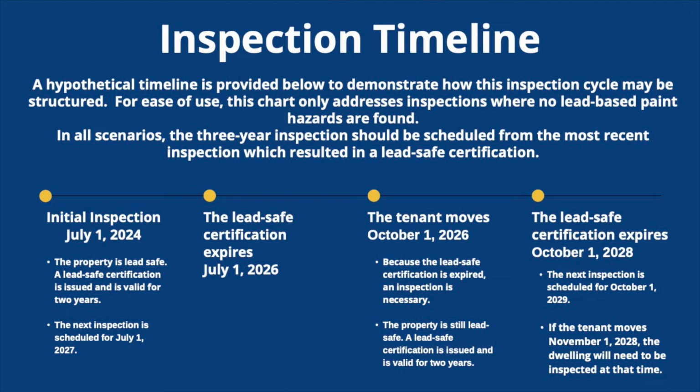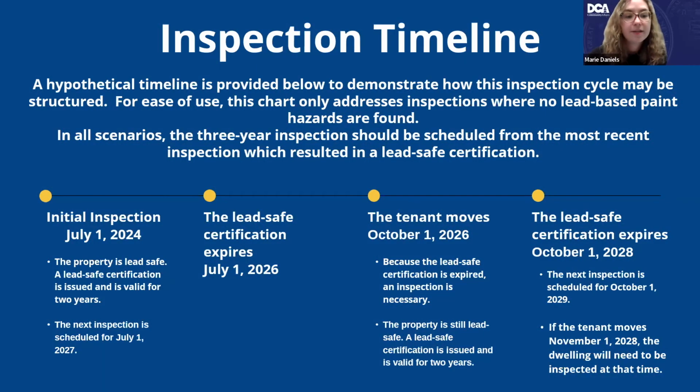But the way that this one shakes out is, say you have your initial inspection July 1st, 2024, and the property is lead safe, thankfully. So you can issue a lead safe certification. That's valid for 2 years. You're going to schedule your next inspection 3 years out, July 1st, 2027. But bearing in mind, of course, that that lead safe certification is going to expire on July 1st, 2026.